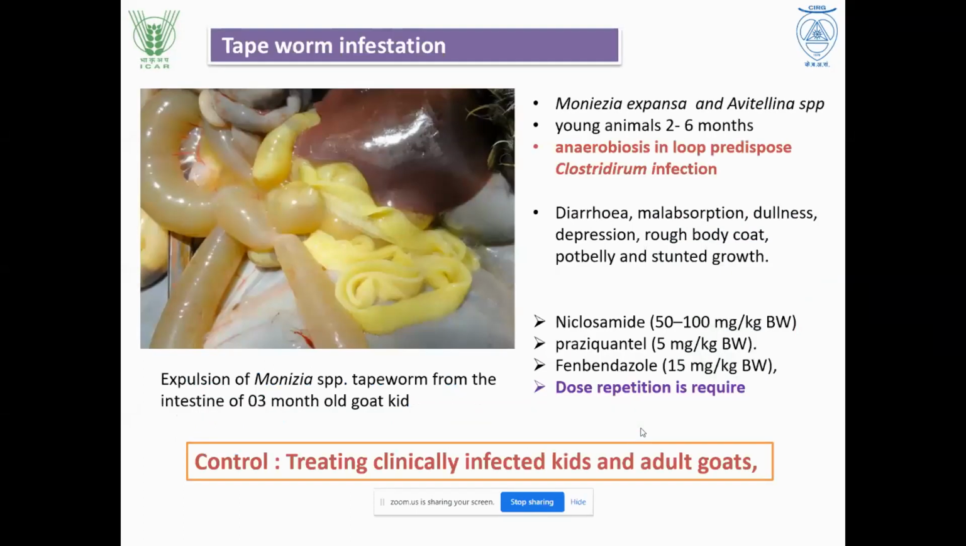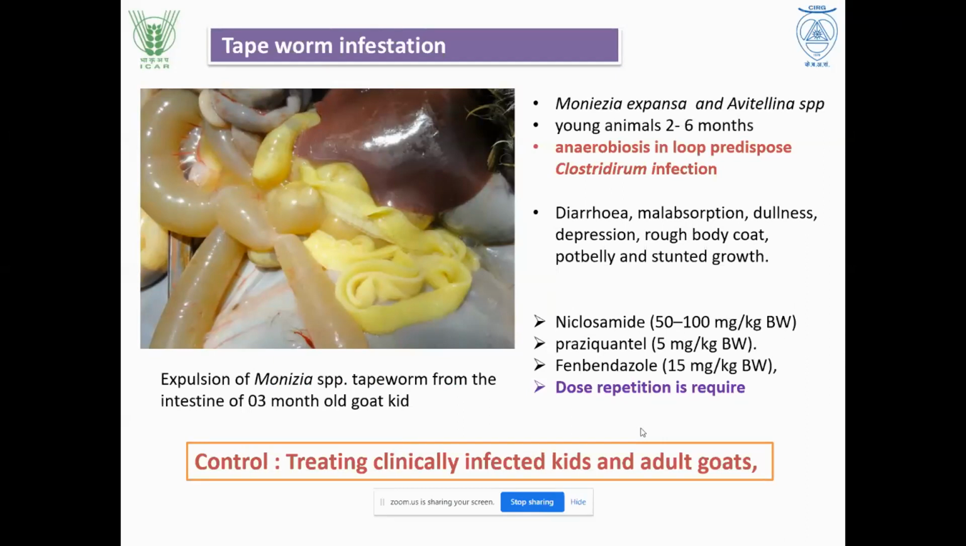Now, in the younger phase of life, at 1.5 months or 2 months, sometimes the young animal faces tapeworm infestation. Farmers commonly complain that at 2 months of age, the animal is not gaining proper weight. So tapeworm is one possibility. There is a strong possibility. The various types of Moniezia and Avitellina are responsible for this tapeworm infection.